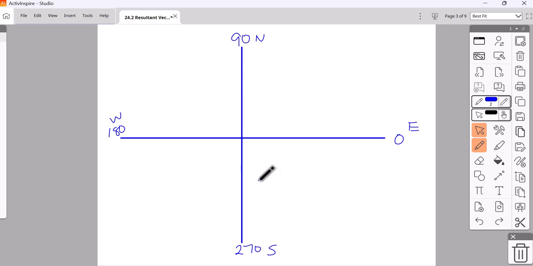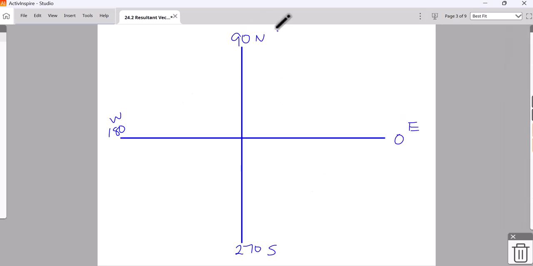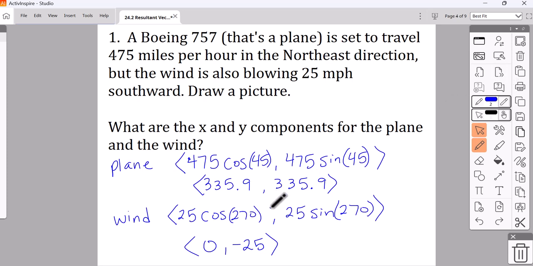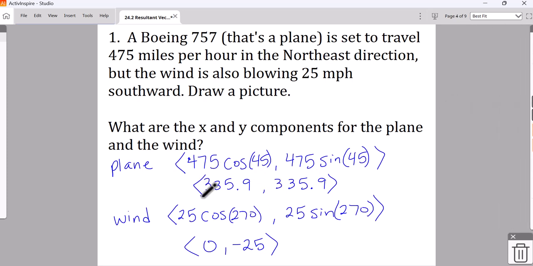And then a reminder from yesterday: 90 and 270 is north and south, and then east and west are 0 and 180, so that's in the same orientation as your unit circle. This is where we left off yesterday, and if you haven't seen how we got here, you can watch that video. This is where we're going to pick up.